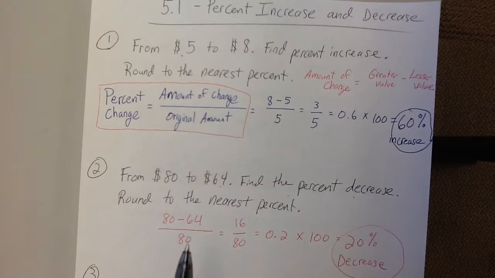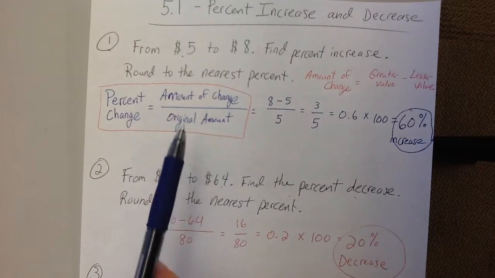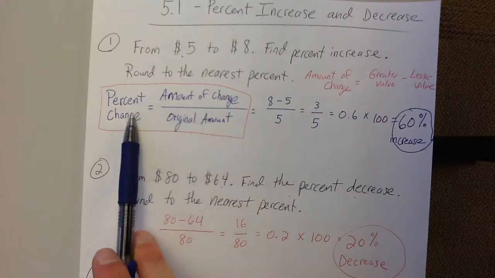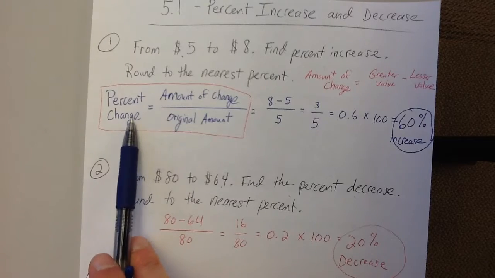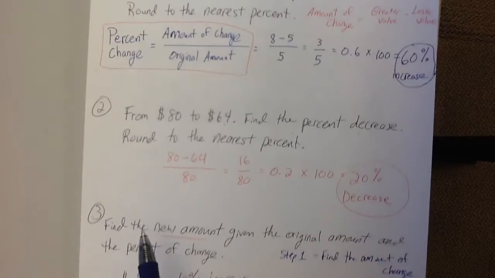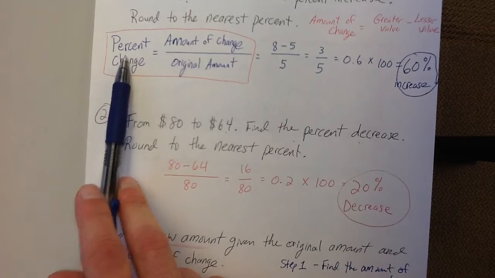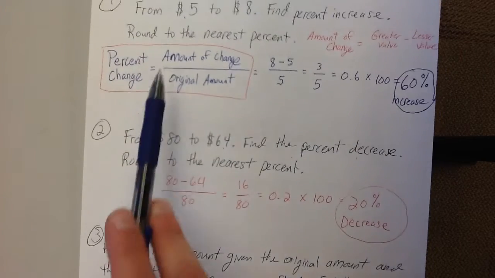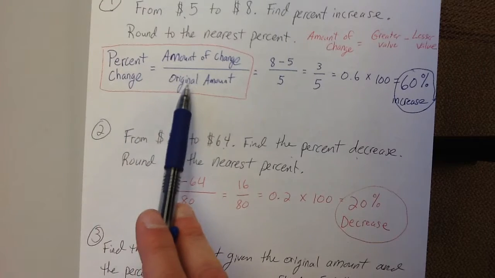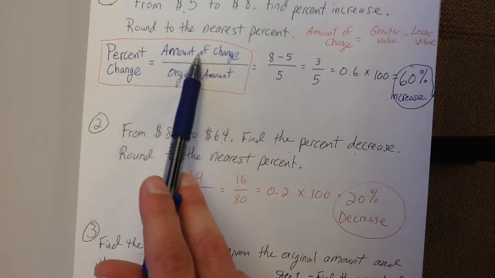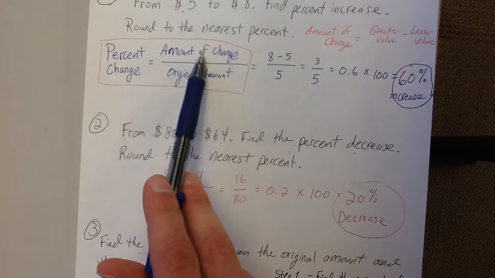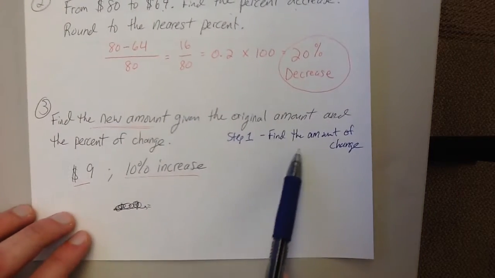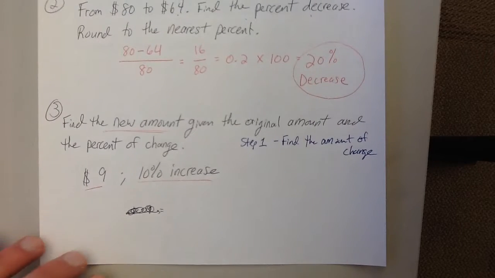So far, I've been given 2 of those 3 things. Like in numbers 1 and 2, I've been given the amount of change and the original amount. But I've not been given this. That's what I've tried to find in numbers 1 and 2. And in number 3, they give me the percent of change and the original amount, and I'm looking for the amount of change so that I can find the new amount. Okay, so step 1, find the amount of change.